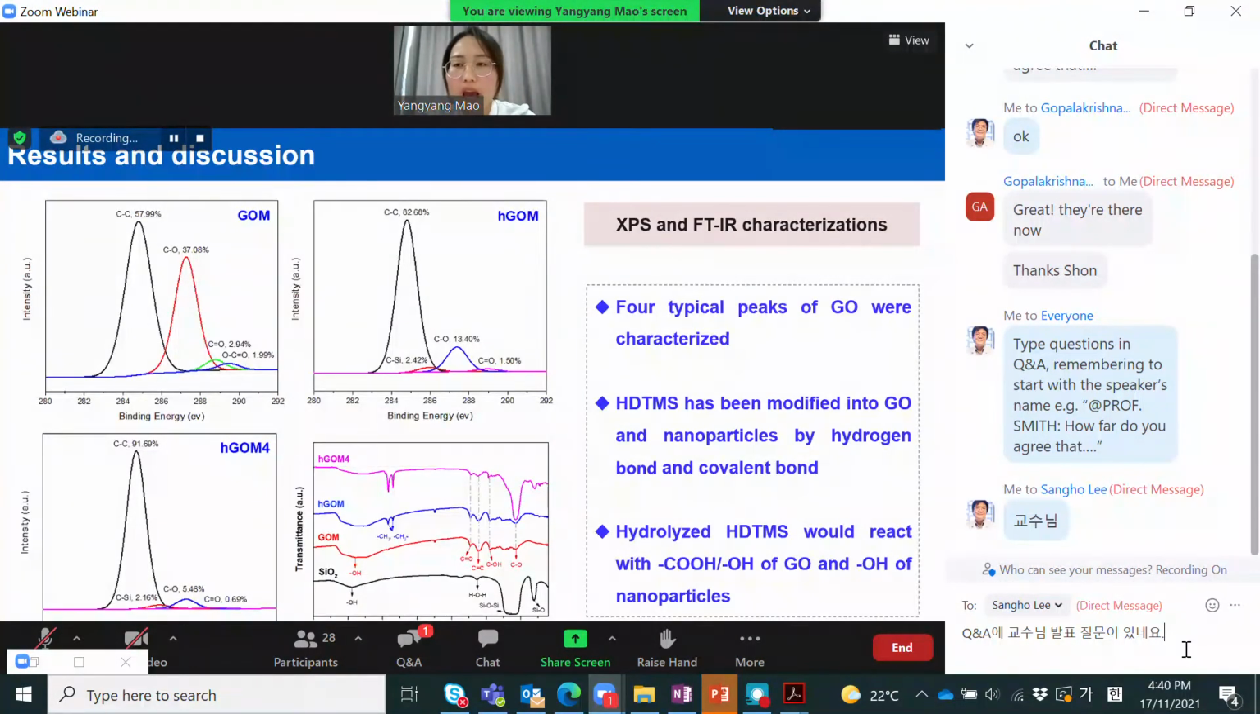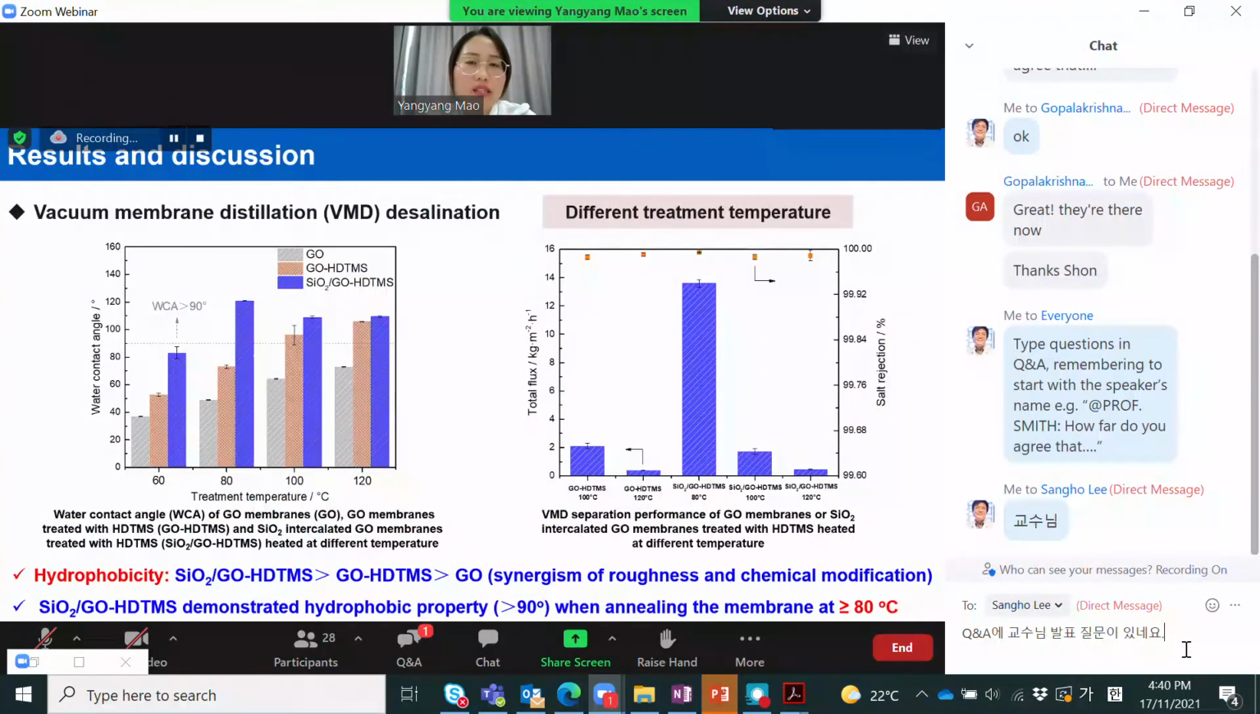STS and FTIR results also demonstrated that in this work, HDTMS has been modified onto GO and nanoparticles by hydrogen bond and covalent bond. Then is the first investigation about the effect of different treatment temperature on our surface hydrophobicity and VMD desalination performance. We could easily find from the left picture that the silicon dioxide graphene oxide HDTMS membrane shows the highest hydrophobicity.